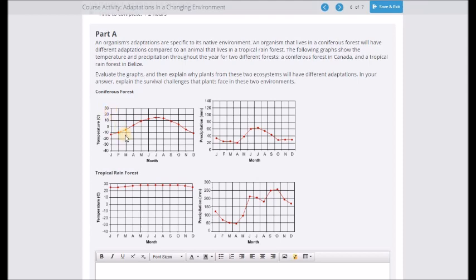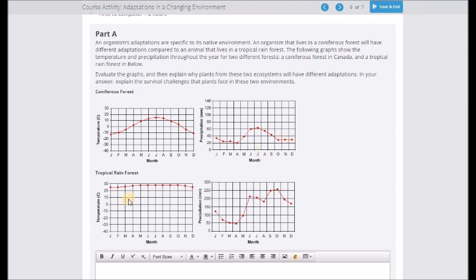This is in Celsius, but you can just imagine it gets warmer in the summer and then it cools back off. We live in a coniferous forest type environment, right? And look at the rainfall. Not much rain, but it rains in the summertime, and then not much rain back in the fall.